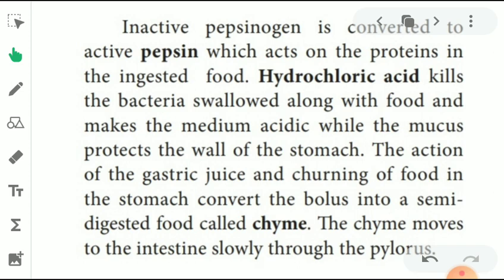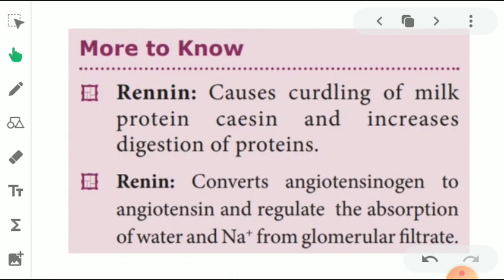By the action of gastric juice, the bolus that came from the mouth is converted in the stomach into semi-solid digested food called chyme. The chyme moves into the small intestine slowly through the pylorus. Here renin causes curdling of milk, which increases the digestion of protein.